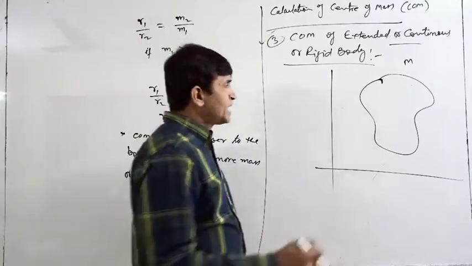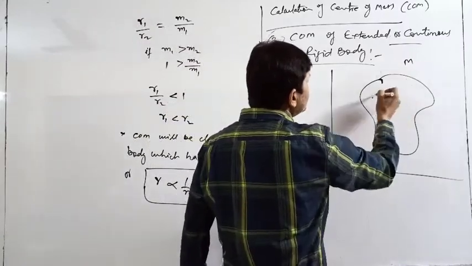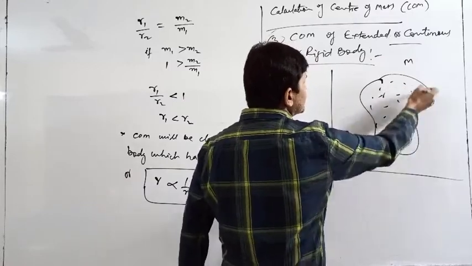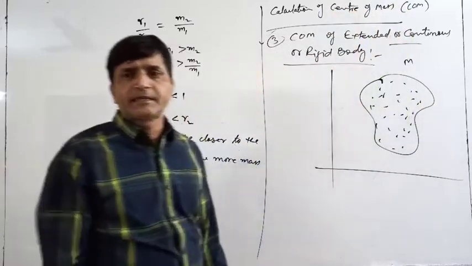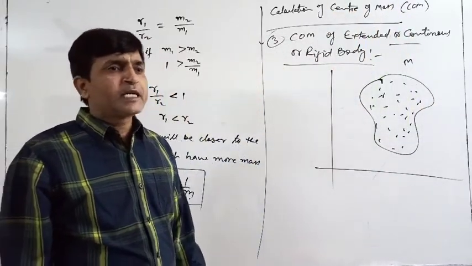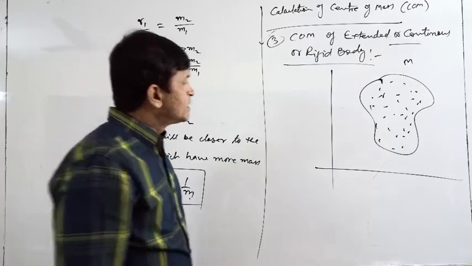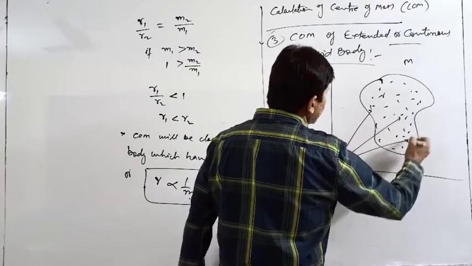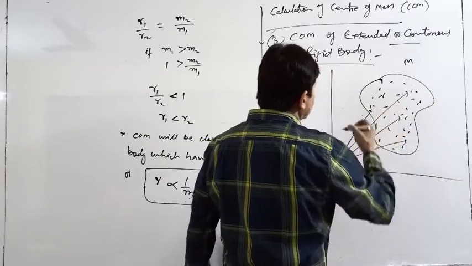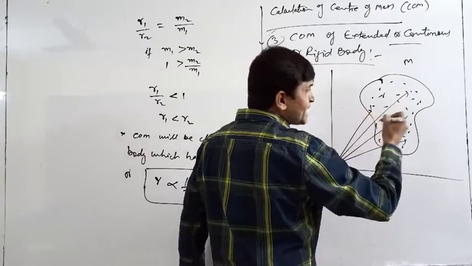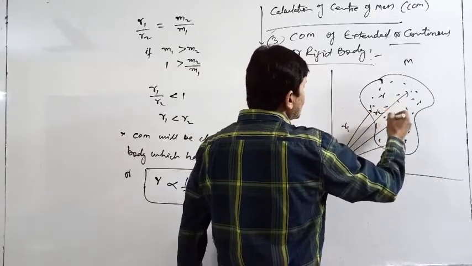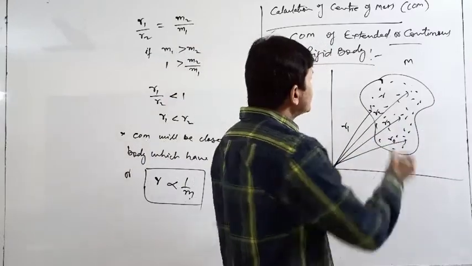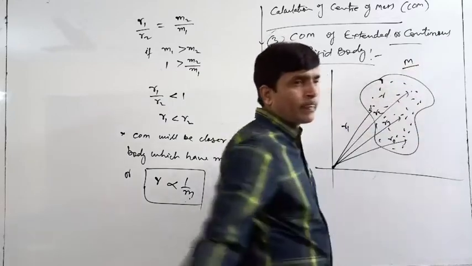So one thing I would like you to see here. This has been made from number of particles. These are the particles. Infinite number of particles are there. And this is the reference point. One particle this, another this, like this. These are the distances. I am generalizing this one. One is at r1 distance, another r2, r3, r4, like this. And the total mass is your M.